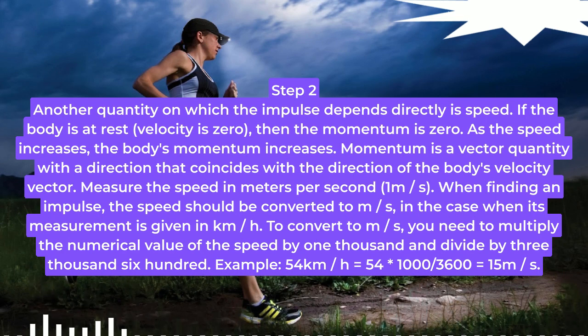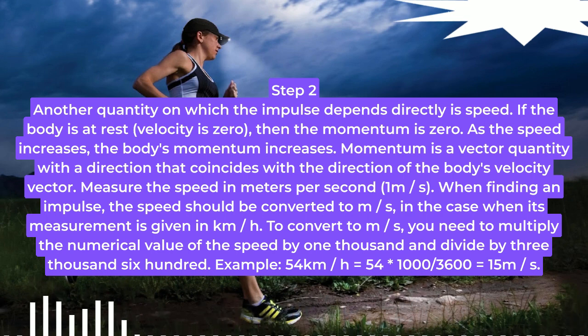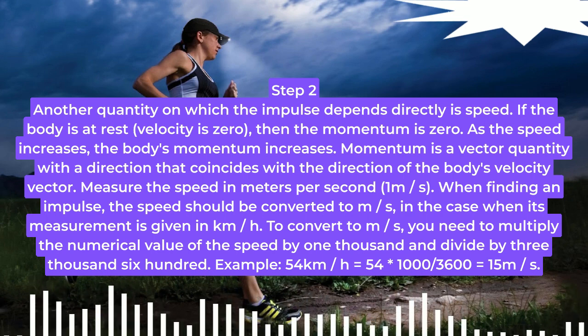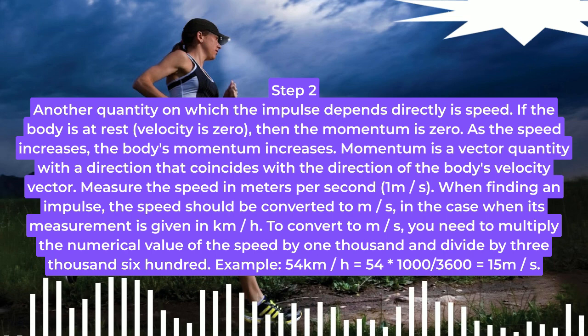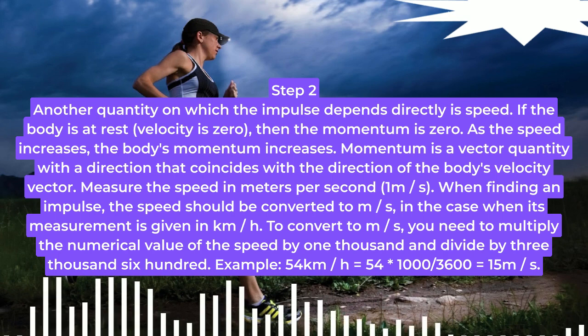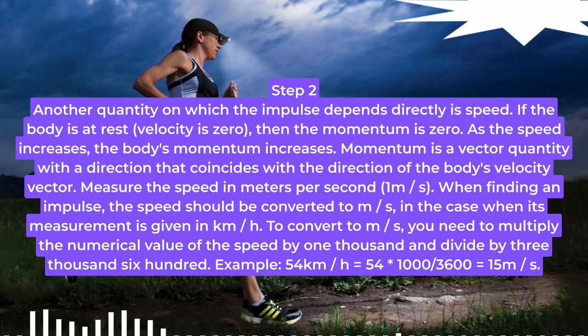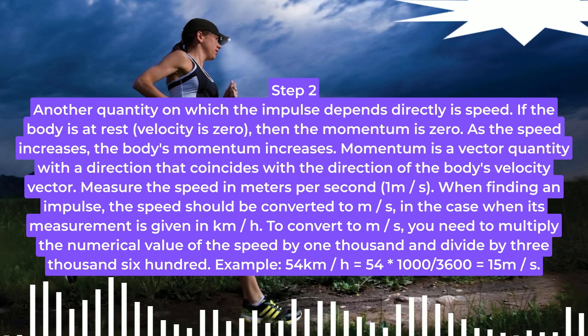Step 2. Another quantity on which the impulse depends directly is speed. If the body is at rest, velocity is zero, then the momentum is zero. As the speed increases, the body's momentum increases. Momentum is a vector quantity with a direction that coincides with the direction of the body's velocity vector. Measure the speed in meters per second, 1 m/s.